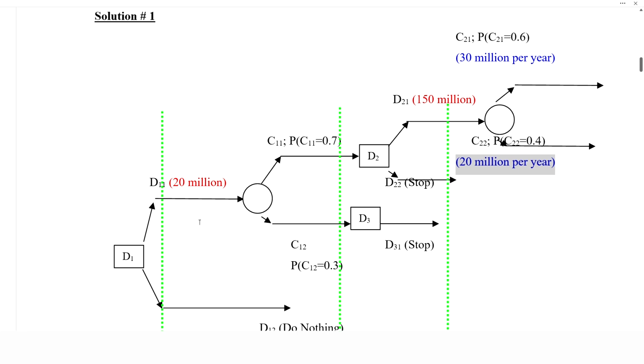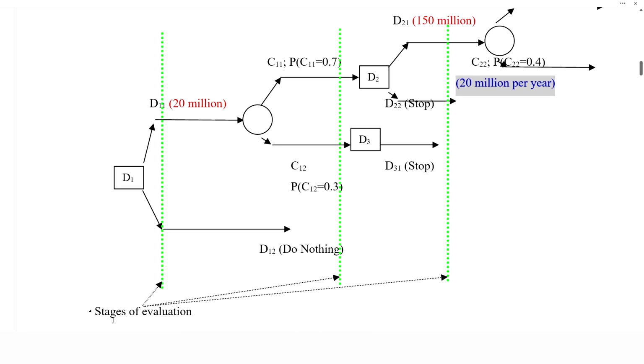Now, if you see, there are some vertical lines also, green ones, which I am now pointing out. These green lines are the stages of evaluation you as a decision maker will do and try to consider which path to take. Now, remember, the decision tree was drawn from the left to the right, but when you do the analysis, you will be doing it from the right to the left.